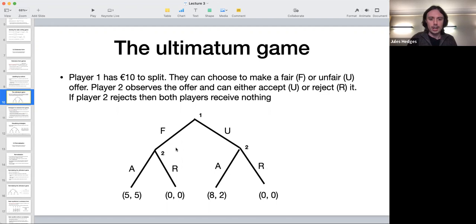And now, in both cases, player two gets to make a choice. Namely, they can choose to either accept the offer or reject it. This U should be an A. And if player 2 accepts it, then the players both get the payoffs defined by player 1's split, and if player 2 rejects it, then both players get nothing. So this is called the ultimatum game. So player 1 makes an ultimatum and player 2 can call their bluff.